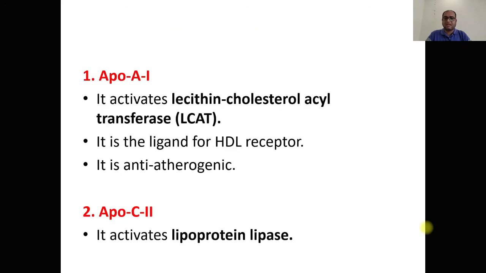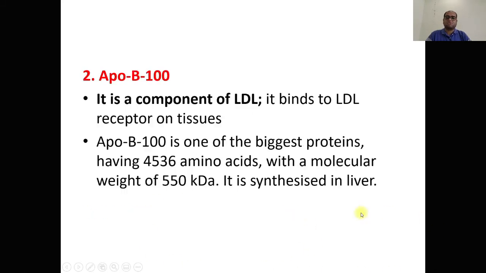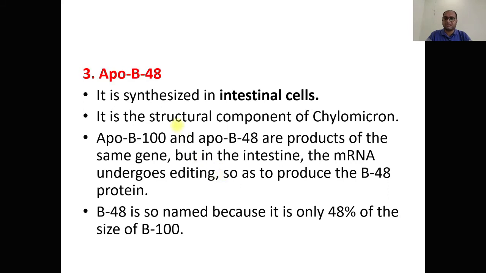ApoA1 activates the LCAT, lecithin cholesterol acyltransferase. Basically, it's an anti-atherogenic component. ApoC2 activates the lipoprotein lipase. ApoB100 is a component of LDL, and it is one of the largest proteins present inside the body. ApoB48 is normally synthesized in the intestinal cells.